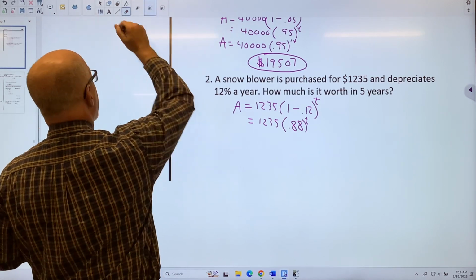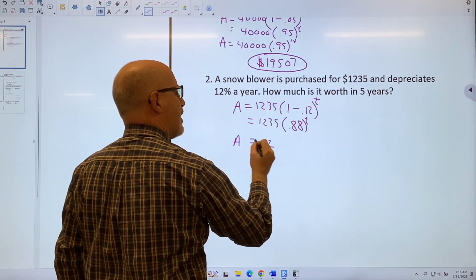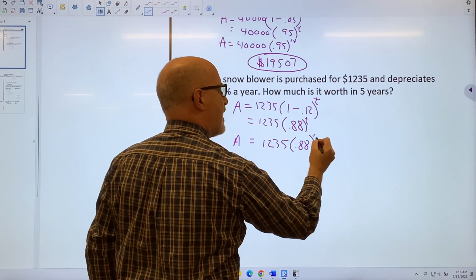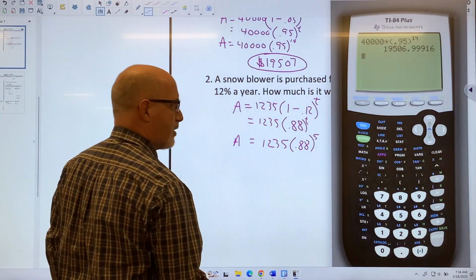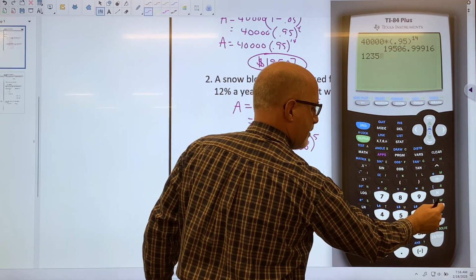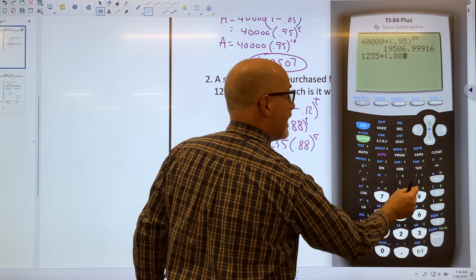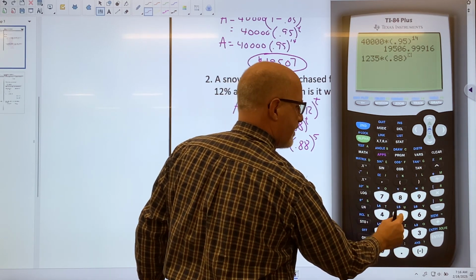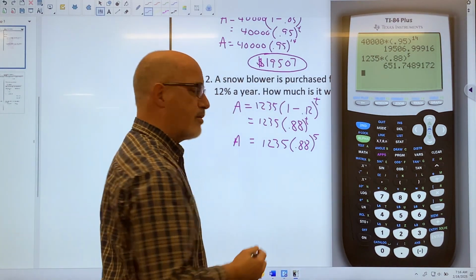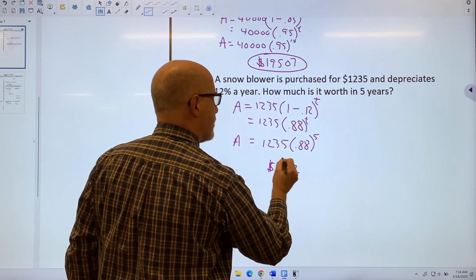Now when we go ahead and calculate what this is equal to, we're going to put in the amount for our number of years. It's going to be 5 years. Let's go ahead and calculate what that would be. So 1,235 times 0.88 raised to the 5th power, and we get about $652. So rounded to the nearest dollar, $652.